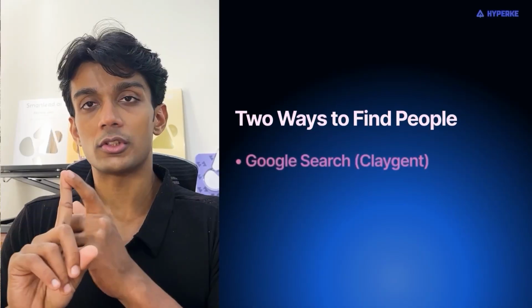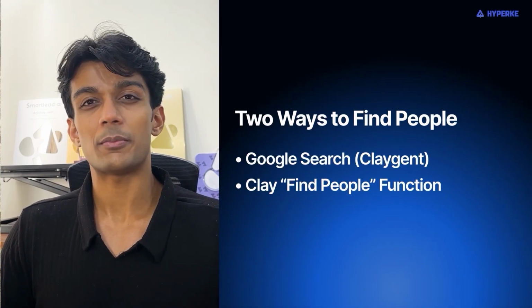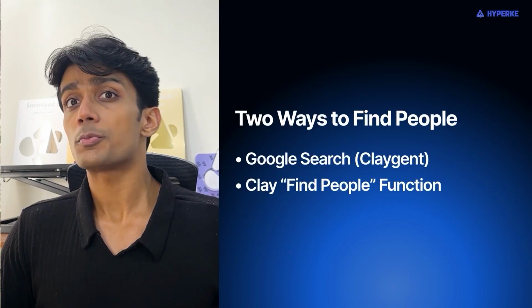Two ways to do it: Google search using Claygent, or use Clay's inbuilt find people function to find people at those companies that match specific criteria. Second option for enterprises, option number 1 for SMBs. You can also mix and match. Technically, you can use both of those options for both types of companies.